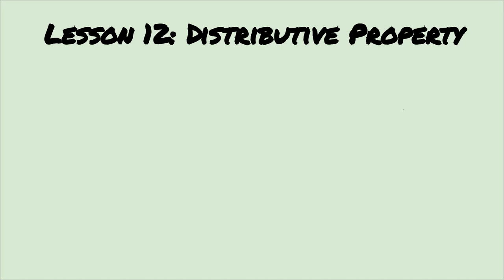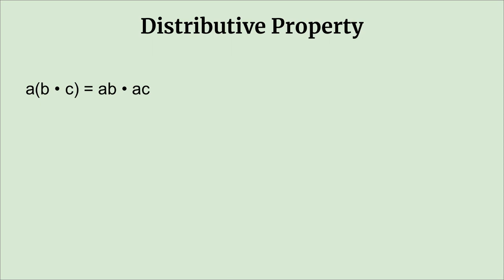For today's video, we're going to be learning about the distributive property. The distributive property just states that if you have a quantity A times another quantity B plus C inside parentheses, you can, what we say, distribute or multiply the A by the B and the A by the C to get your new answer.